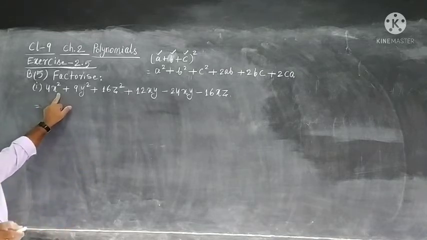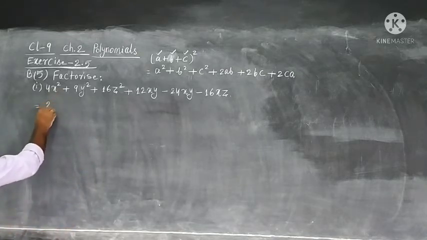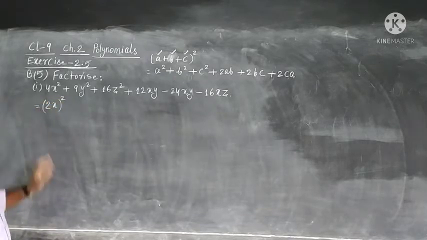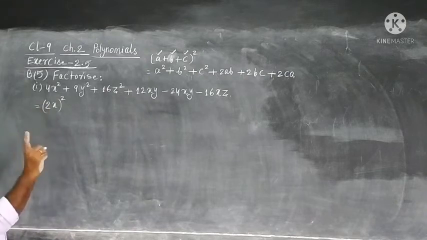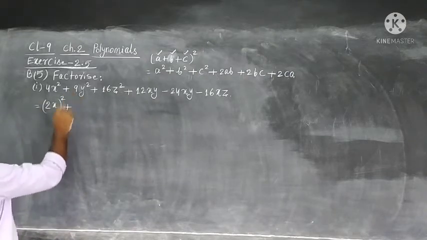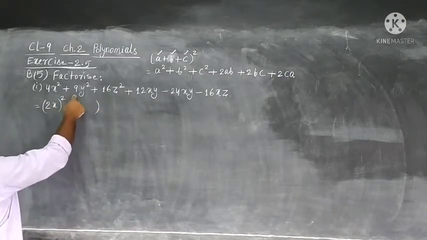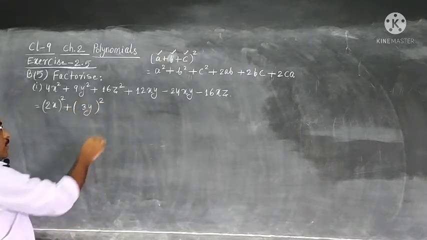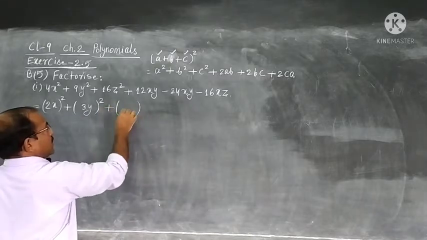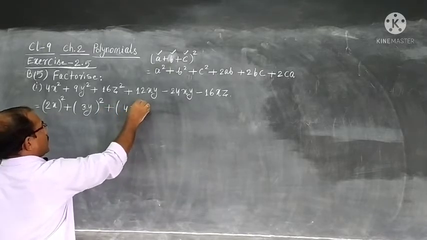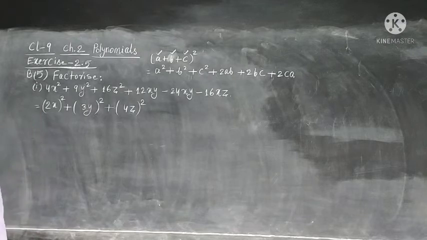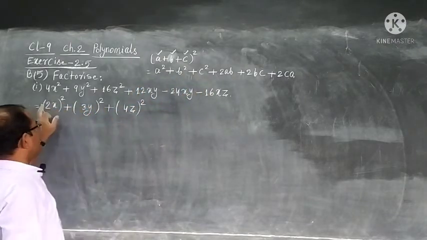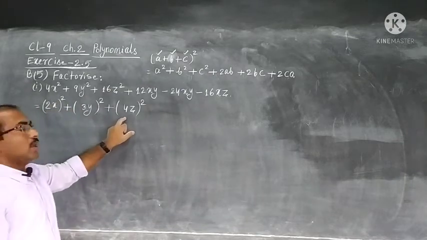4x square is a perfect square. We will arrange it in square form, (2x) square. It will be 4x square. So a will be 2x. Now what about b? 9y square, (3y) square we can arrange. C will be what? 16z square, so (4z) square. So we have got a square plus b square plus c square, that is a 2x, b 3y, c 4z.